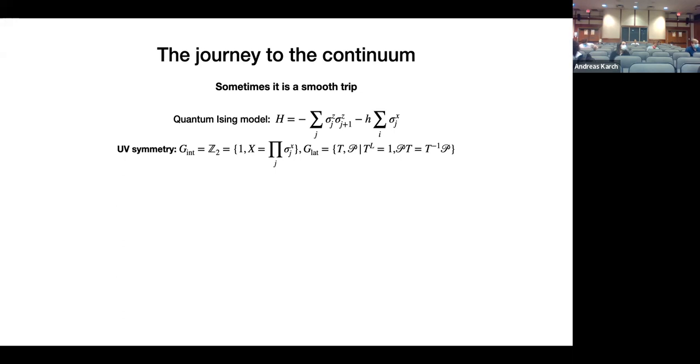This is again a one-dimensional chain where each site has a spin 1/2, or qubit. There's no SO(3) symmetry. There are two terms: the Ising interaction and the transverse field. The details do not really matter. Now let's look at the UV symmetry of this model. The internal symmetry is only the Z2. We can flip all the spins and the model remains the same.